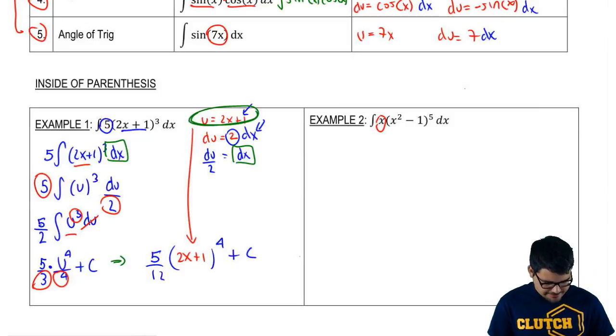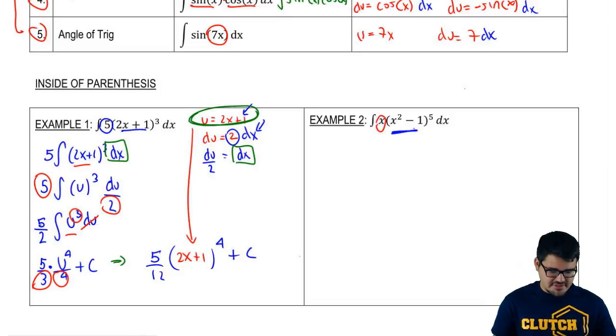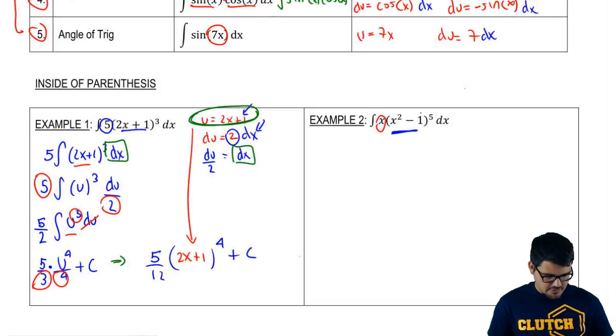I'm going to pick my u, which is this guy right here, the inside of the parentheses raised to the 5th. So I'm going to have u equal to x squared minus 1.